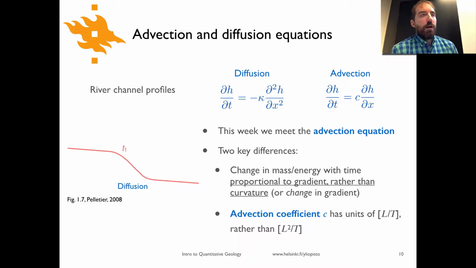So we can illustrate how these two equations look different or how they behave differently here by looking at what happens to some hypothetical river channel profile over time being acted on by diffusion in this case. So this is basically a cross-section view of some river flowing down over some sloping topography. And there's a very gentle gradient or gentle slope up here in some upper reach of the river. And then the river channel gets steeper, and then it gets less steep again.